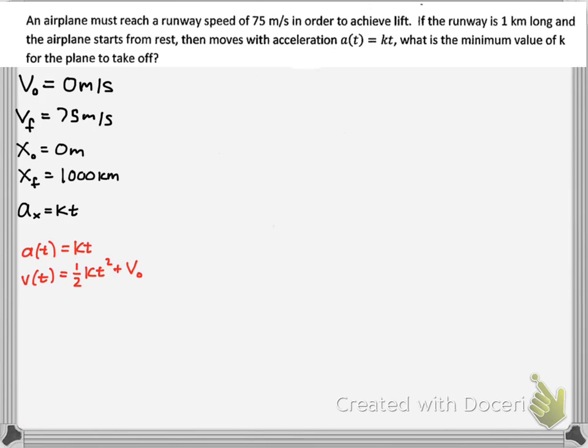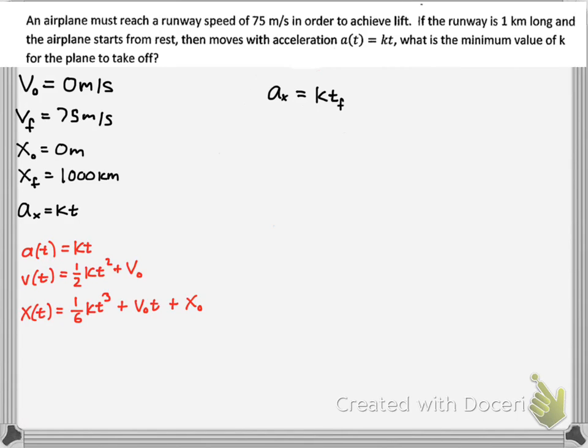Now, do the same thing. You want to find position, you take the integral of the velocity. The integral of 1/2 kt squared is 1/6 kt cubed. But we also have to integrate v sub 0, the initial velocity, which we would just add a t to. But we also have to add our constant. What's our constant going to be? Well, the initial position.